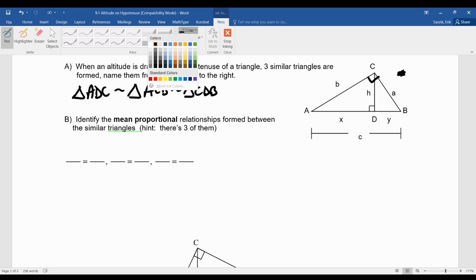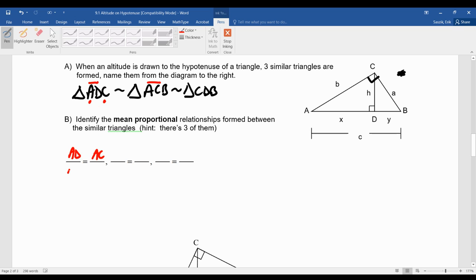So we have, let me change colors. We have AC in this and here, right? Watch this. I'm going to say AD matches up to AC. Okay? So AD is to AC as this AC on the bottom is to this thing, AB. You see, that's a mean proportional. See, AC's twice. Okay?